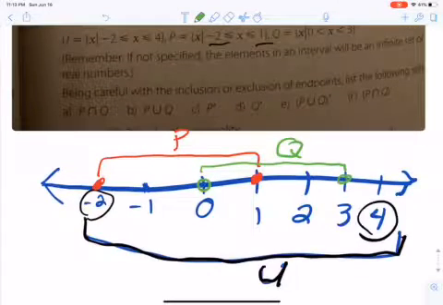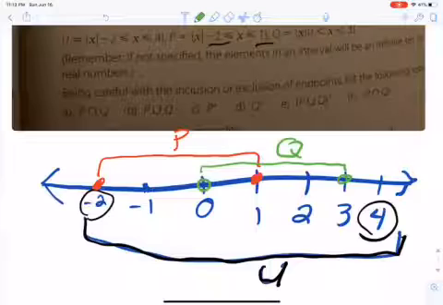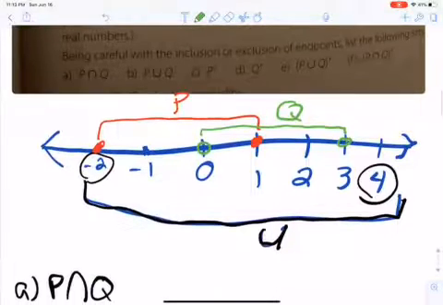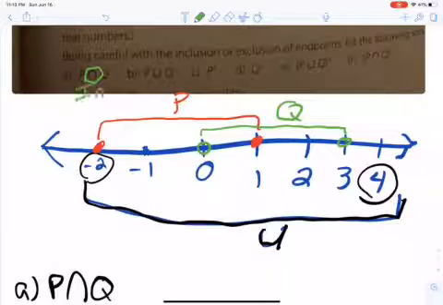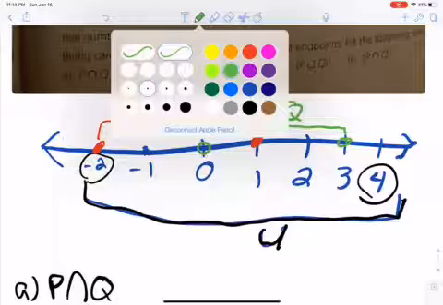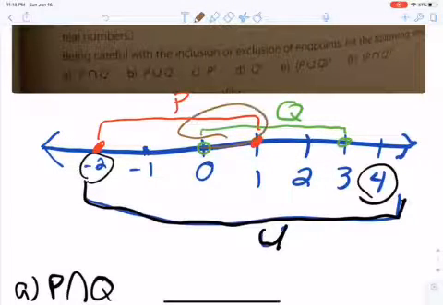What we need to do, it says, is write out the set and be careful with the inclusion or exclusion of the endpoints. List the following sets. So P, now this symbol here might be new to some of you. This means intersect. Intersections are where they overlap. If we look at P, which is the red, and Q, which is the green, where do they intersect? It looks obvious to me that they're intersecting in this area here.